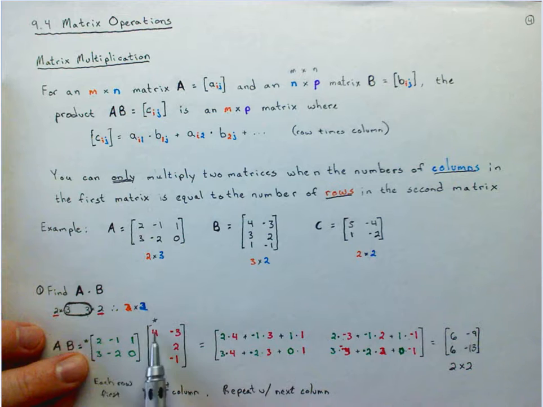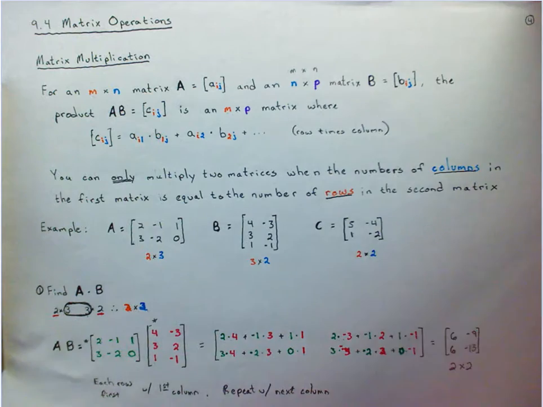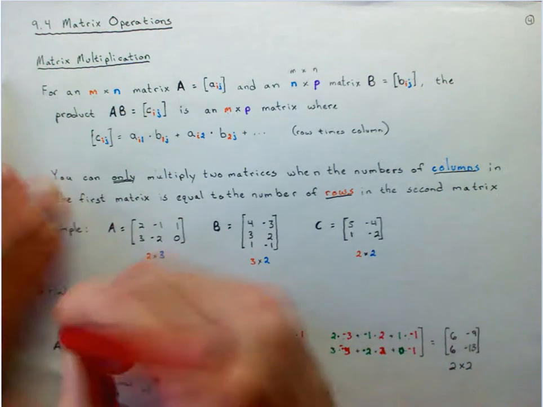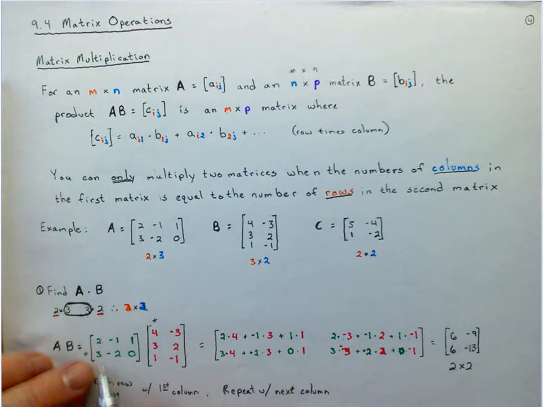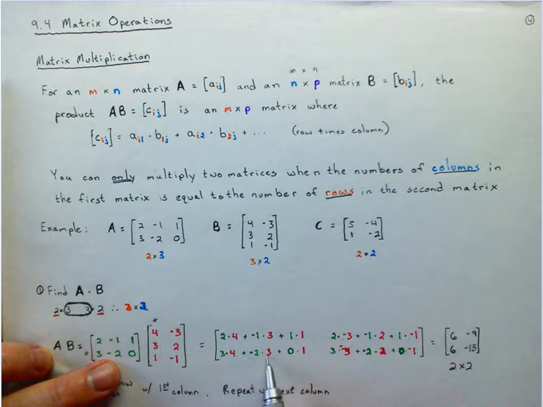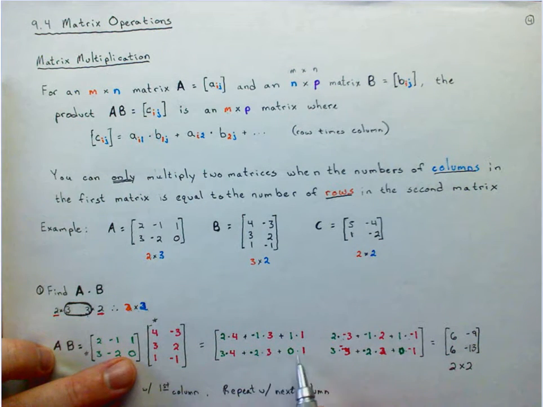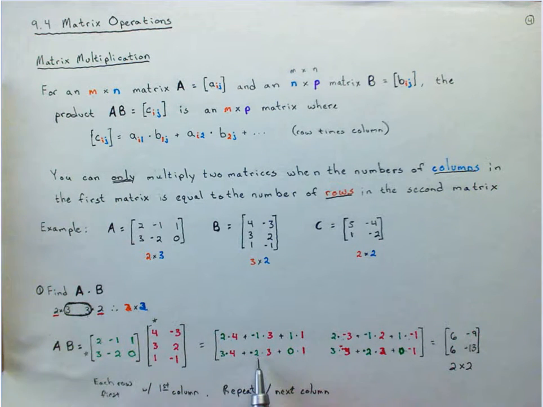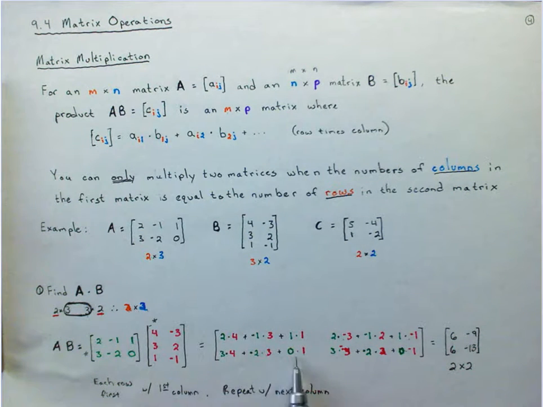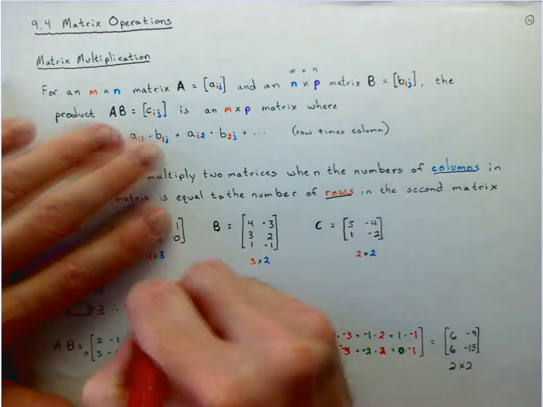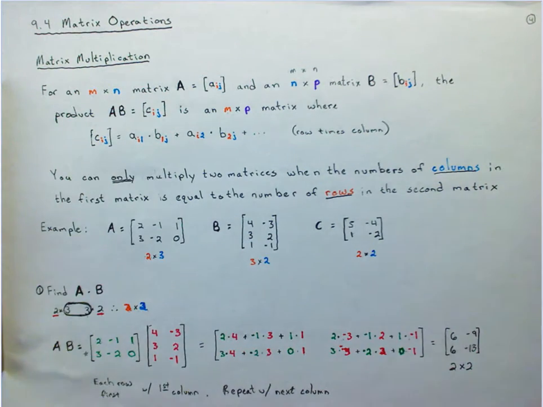So I'm going to say 3 times 4, negative 2 times 3, 0 times 1. But before that, because I will get confused, I'm going to mark my other column. So 3 times 4 plus negative 2 times 3 plus 0 times 1. This is going to be C sub 2,1. Next, I finished the first column, so I'm going to move to the second column.